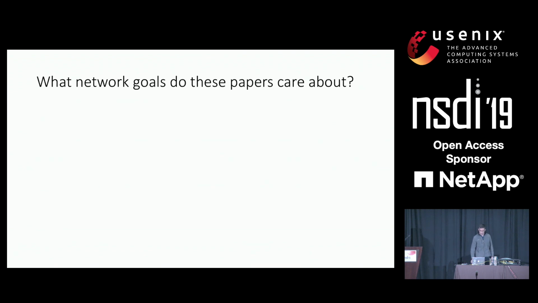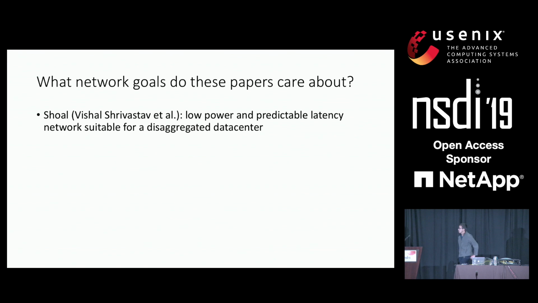But more to the point, what network goals do these papers care about? There are three data center network architecture papers here. The first one is this system called Shoal by Vishal Srivastav and others. And the goal there is a low power network where the network infrastructure consumes as few watts as possible and really predictable low latency. So they don't want the tails to be much higher than the median, for instance.